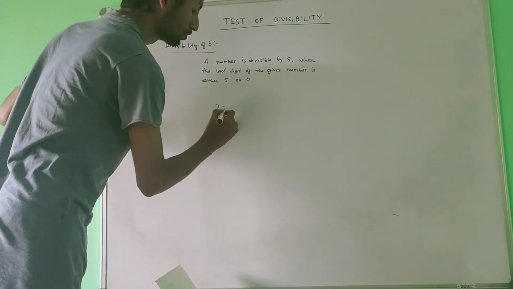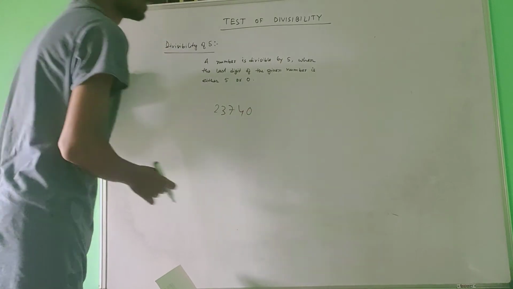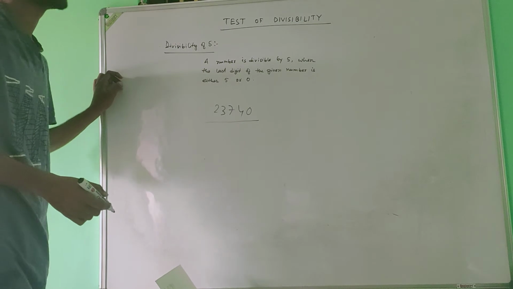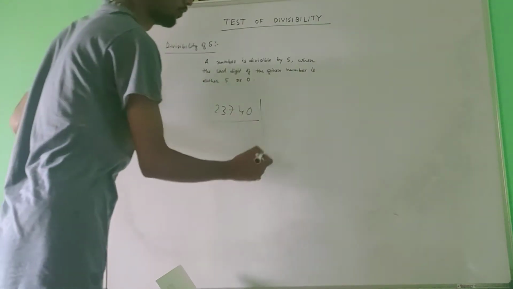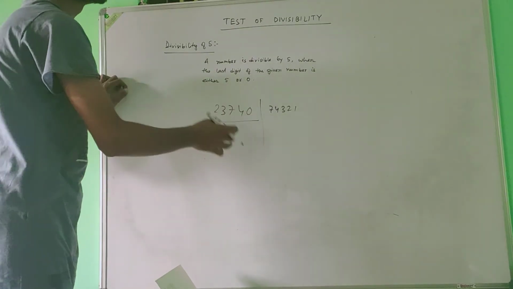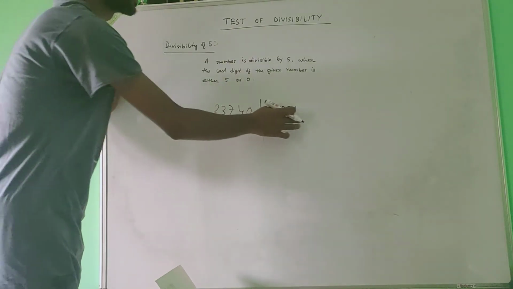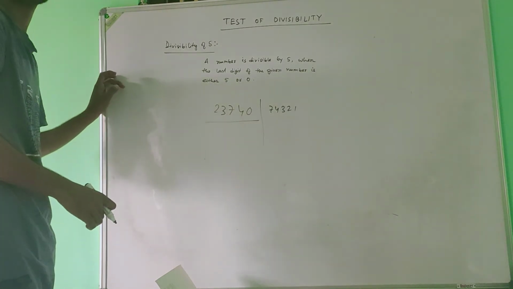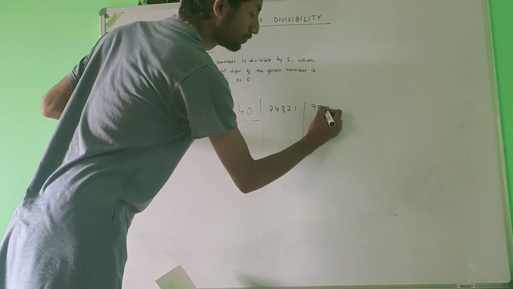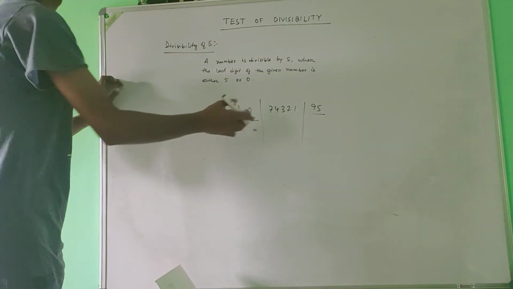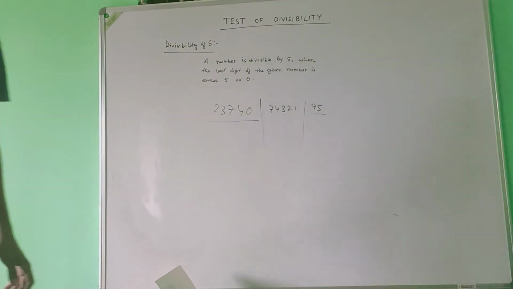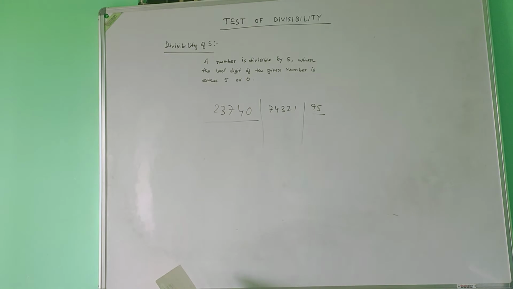Suppose we have the number 23740. The last digit is 0, so we can say this whole number is divisible by 5. Now suppose another number, 74321. The last digit is 1, which is not 5 or 0, so this number is not divisible by 5. Suppose another number is 95. The last digit is 5, so it is divisible by 5.